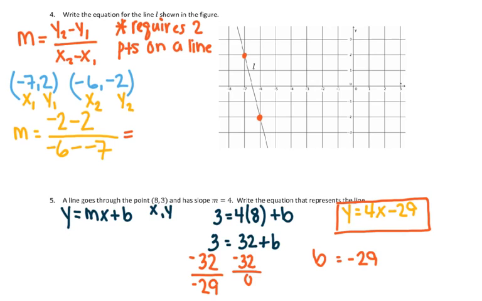So negative 2 minus 2 is negative 4. And negative 6 minus negative 7 actually becomes negative 6 plus 7, and that equals 1. So I can say that the slope of this line is negative 4. So if I were going to represent that in an equation, I would say y equals negative 4x, because remember, the number in front of x is the slope. So that is how you calculate the slope from a line, when you can see 2 points on the line.